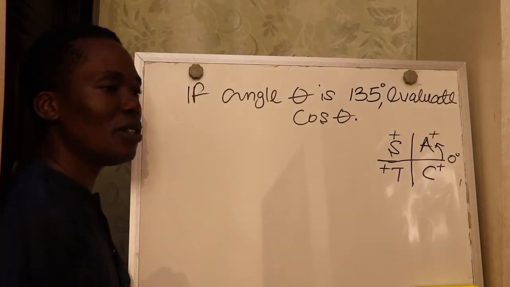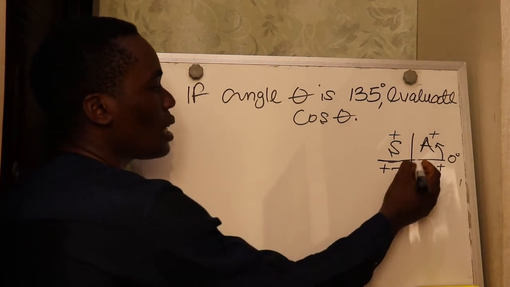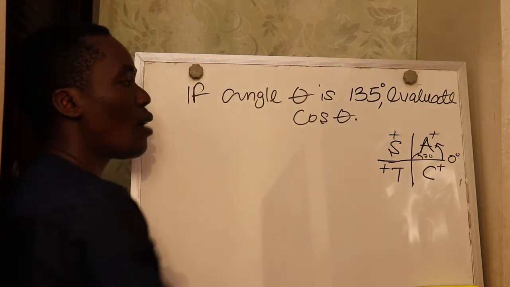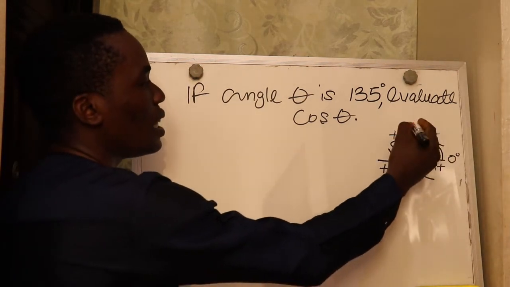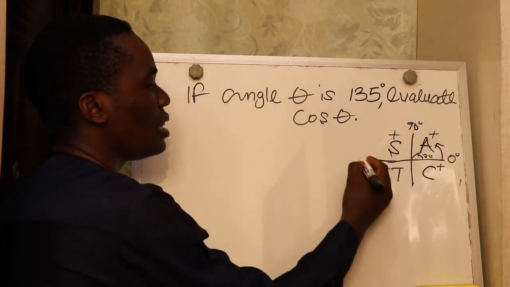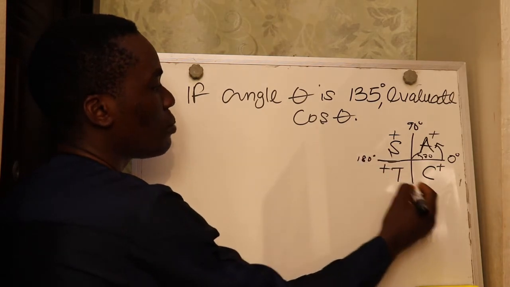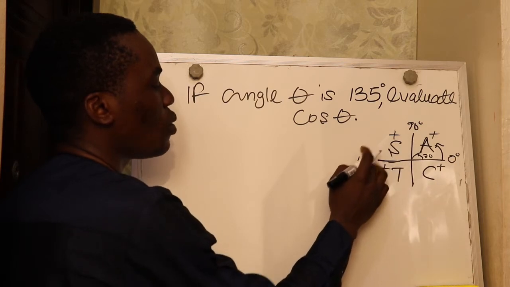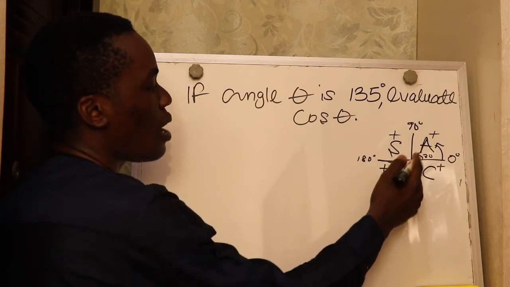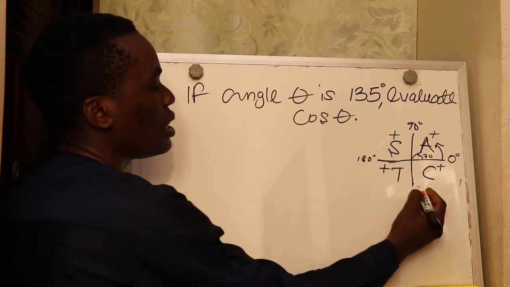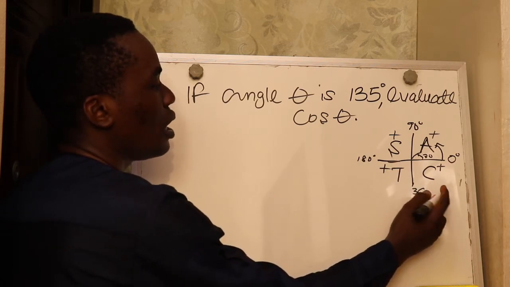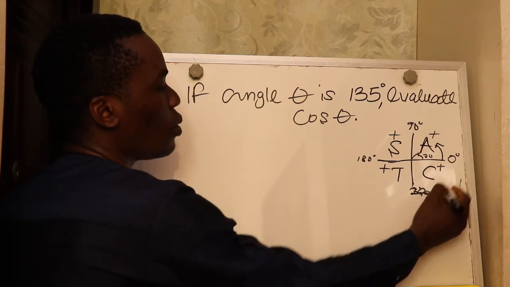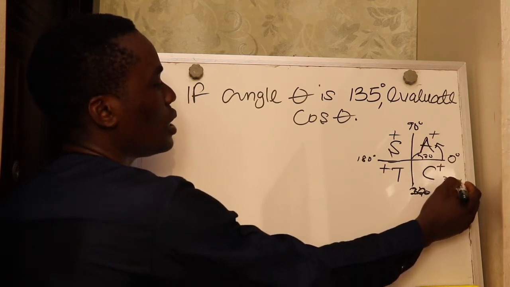So at 0 degree, if I'm given angle 30, this place will be where my angle 30 will be found. If I'm given angle 45, it will be found here. This place will be 90 degrees, and this place will be 180 degrees. This place will have between 180 and 270, and this point will have our 270 to 360 degree angles.